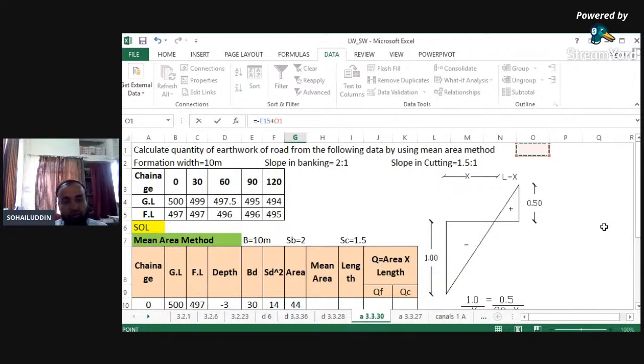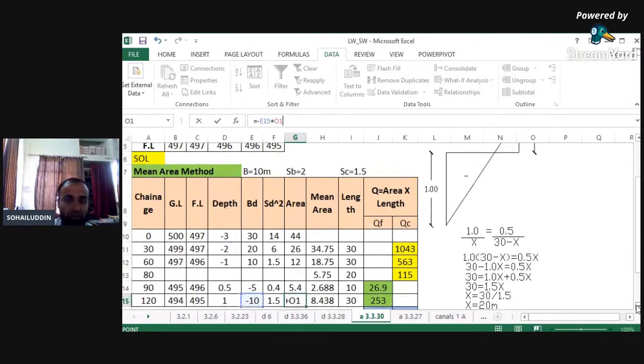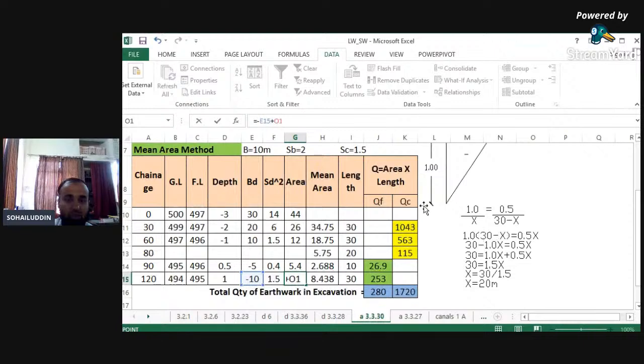In this problem, ground level and formation level are given. In the previous problem, we saw that the formation level of the first chainage was given, and for the next chainages we had to find it depending upon the gradient, whether it is a falling gradient or a rising gradient. But in this problem, the formation level is directly given, so there is no need to separately find out the formation level. So with the help of this, we have to find out. There is a table which relates the various things related with this.